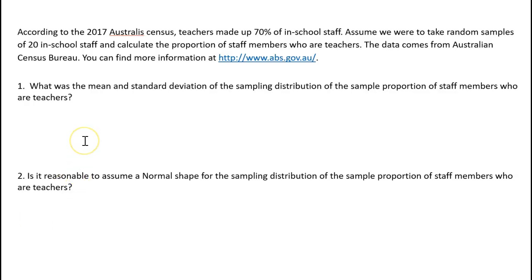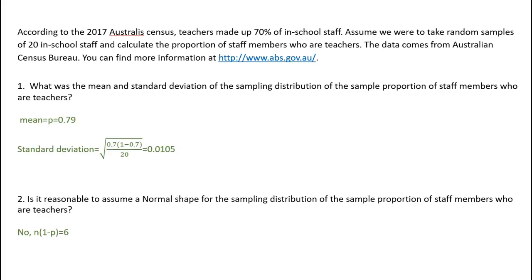Take a moment and pause the video and see if you can answer these two questions. For question 1, were you able to find that the mean was equal to 0.79 and the standard deviation equal to 0.0105? Also, were you able to see that it was not reasonable to assume the normal shape since one of our counts was less than 15? Notice here when checking your counts, you do want to check both of them, and if just one of them fails, then it is not reasonable to assume that normal shape.